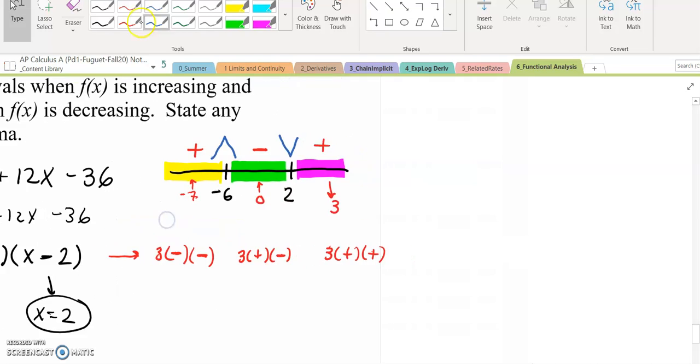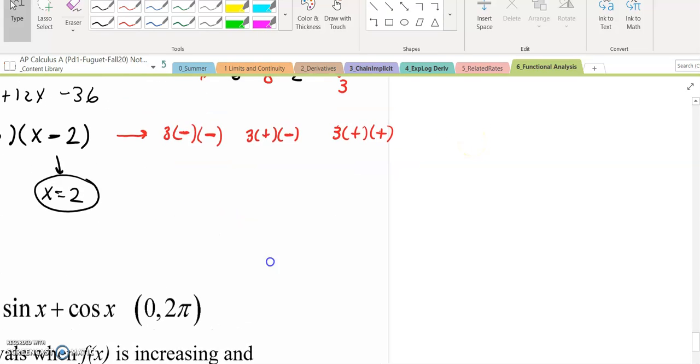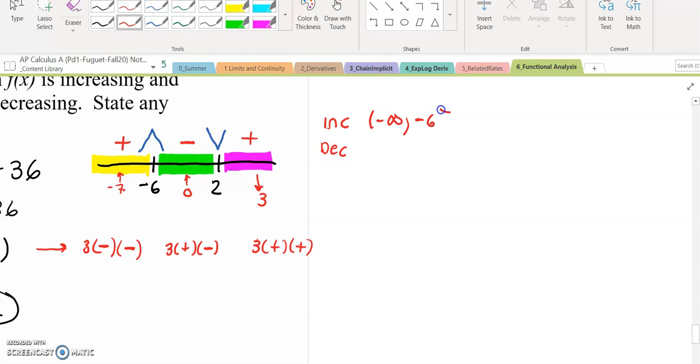So in terms of coming up with my intervals, let's talk about increasing and decreasing intervals first. We are increasing from negative infinity to negative 6. That's going to be a closed bracket. And then it's going to be from positive 2 to infinity. Keep in mind that the definition of increasing says if the derivative is positive on an open interval, then it is increasing on the closed interval. That's the reason why we're using brackets and not parentheses. And then the decreasing interval is going to be from negative 6 to 2. So there's my decreasing and increasing.